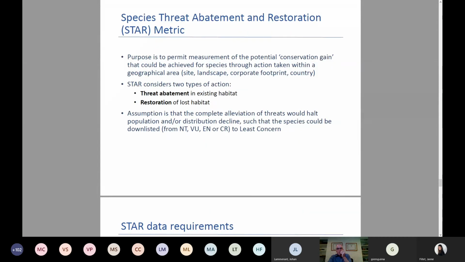Next slide, please. The purpose is to measure the potential conservation gain for species through action taken within a particular geographical area. That doesn't have to be a corporate footprint or a site. It can be a landscape or a province or a country or the globe. And it does it in two ways. It assesses what you can do to reduce threats, and it shows you what you can do to reduce species extinction risk through restoration of lost habitat. Next slide, please.